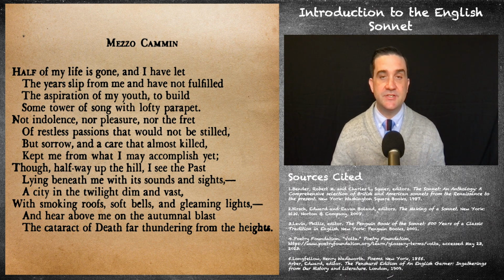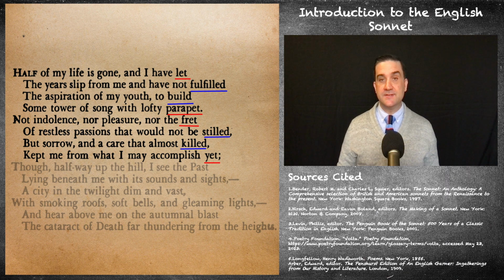Here we see the general format of the Petrarchan sonnet. Let's take a look at the octave first, the first 8 lines. The rhyme scheme is exactly what you would expect given the rules. A, B, B, A, B, B, A. Let, fulfilled, build, parapet, fret, stilled, killed, yet.